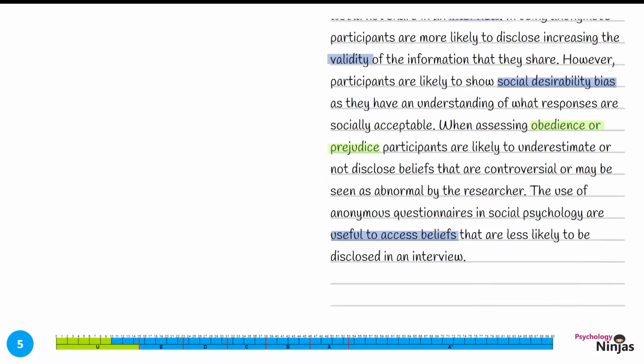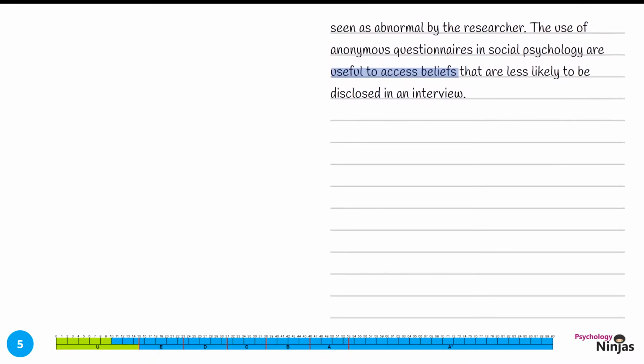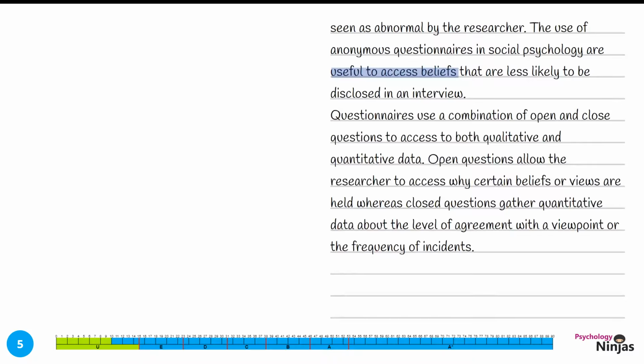We're then going to return to AO1, explaining another feature of questionnaires. Questionnaires use a combination of open and closed questions to access both qualitative and quantitative data. Open questions allow the researcher to access why certain beliefs or views are held, whereas closed questions gather quantitative data about the level of agreement with a viewpoint or the frequency of incidences.